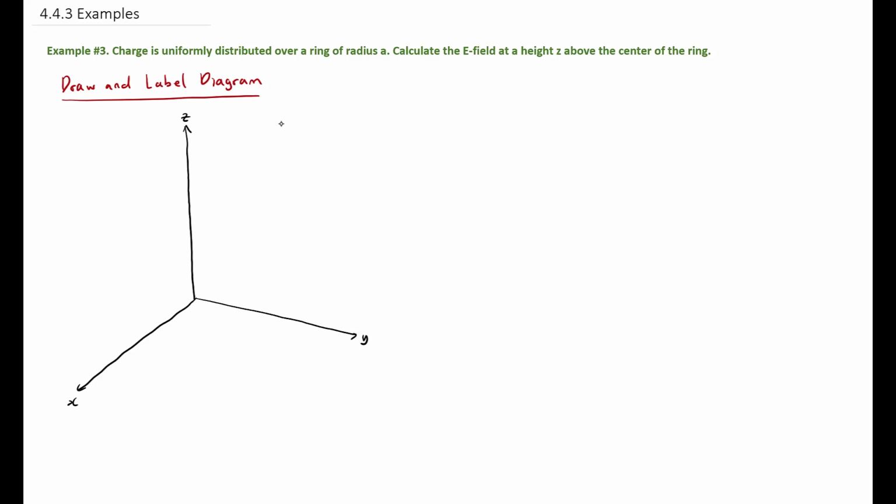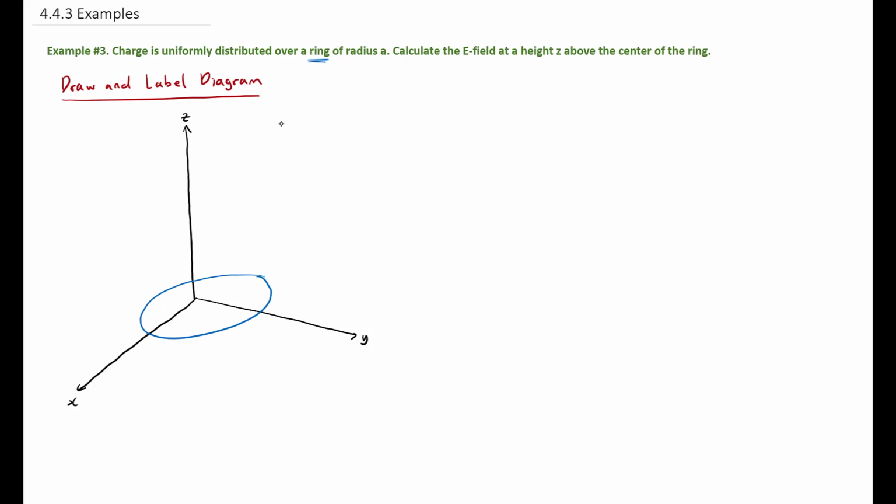So because this is in a 3D coordinate system, we have to be careful about where we're replacing things and where we're labeling. So it says charge is distributed uniformly over a ring of radius a. So we have a ring. Let's try and make this a little bit more accurate. So something along these lines.